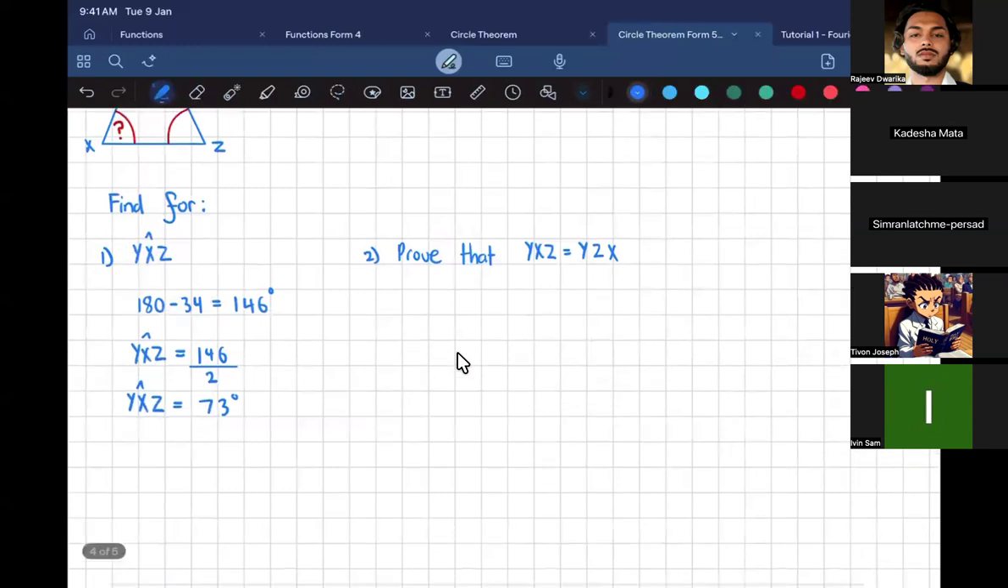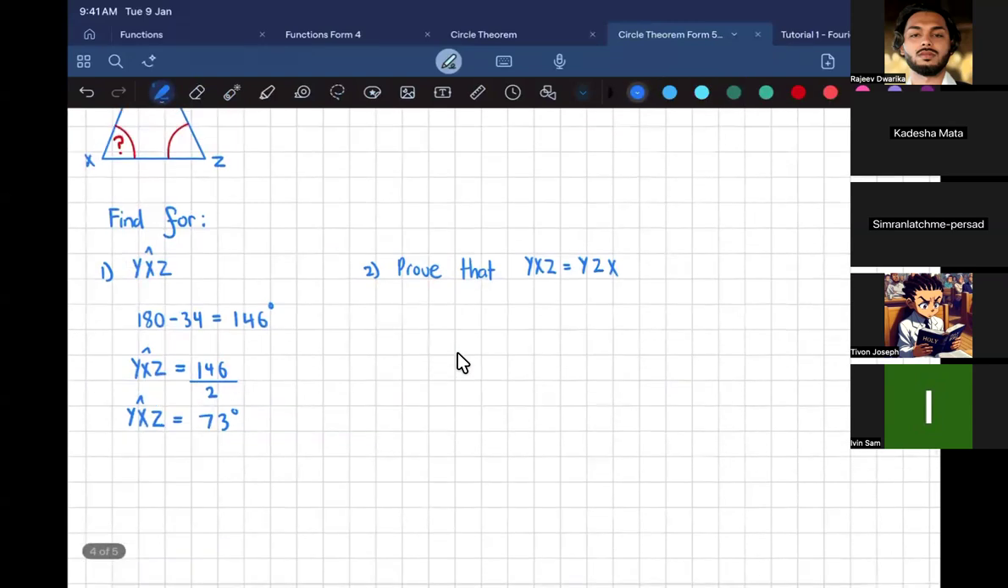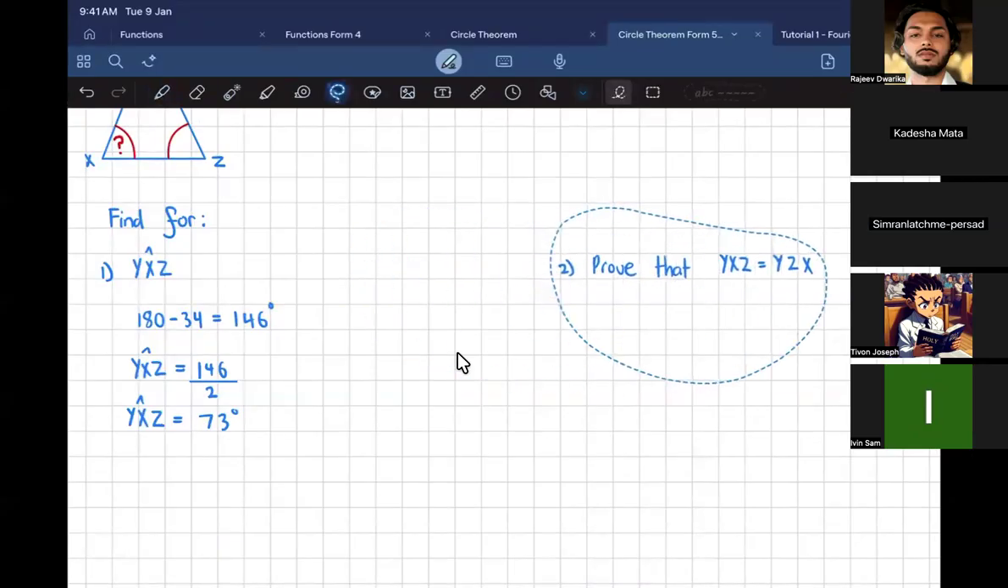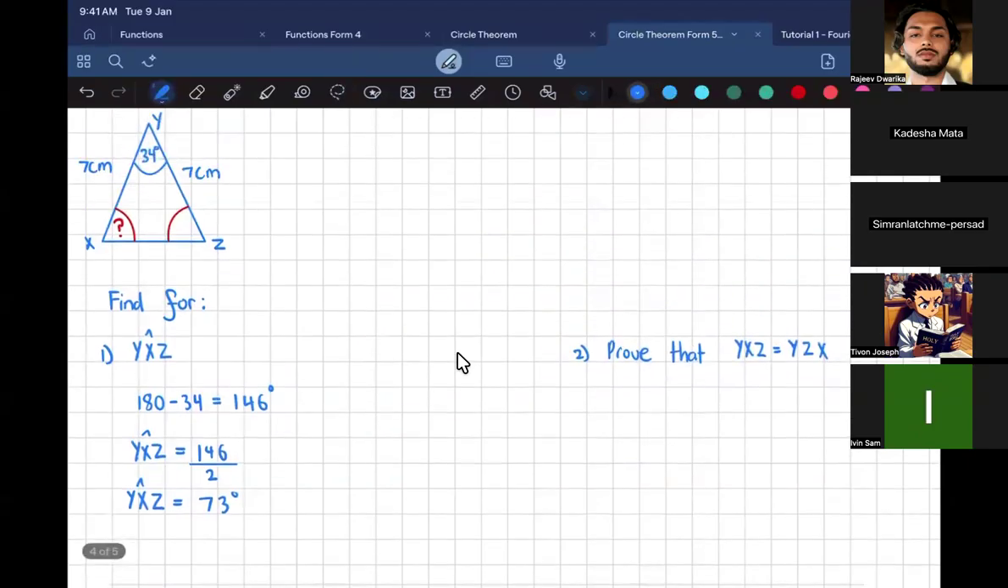So Simran, you understand how I get YXZ, right? Let me show you the other method. Simran, we know it's an isosceles triangle. So check this out. If it's an isosceles triangle, I'm going to say 34 plus 2x should be equal to 180 degrees. I feel like I confused it there. Let me run that back one more time.